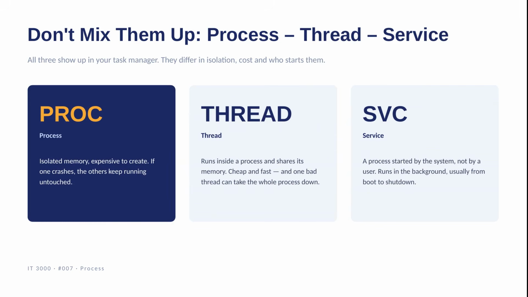Before we go further, let's clear up 3 words that often get tangled together in Task Manager. A process has its own isolated memory, expensive to create, but bulletproof in the sense that if one crashes, its neighbors keep running untouched. A thread lives inside a process and shares its memory, which makes it cheap and fast to spawn, but also means one misbehaving thread can bring the whole process down with it. And a service is simply a process that the system itself starts, not you, quietly running in the background, usually from boot all the way to shutdown.